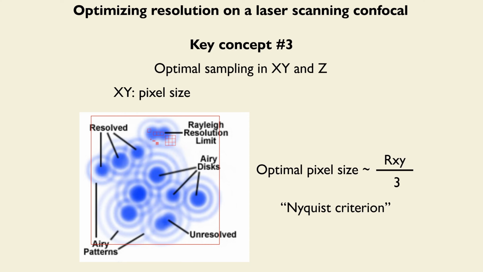So there's an optimal pixel size, which is roughly taken to be about a third of the resolution in XY, according to something called the Nyquist criterion, which is a more general idea about how you should sample things that have certain spatial scales. This is roughly a pixel size that will get you all the information without under or over sampling.